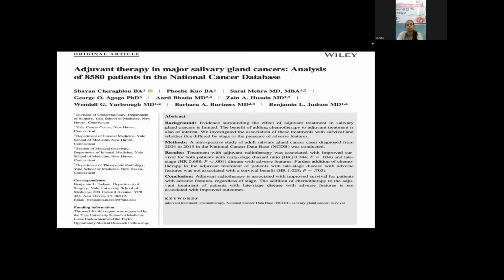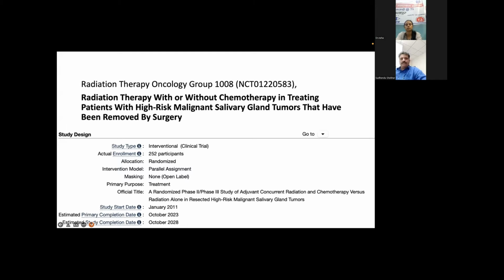And this question will be answered when we get the results of the randomized phase 2 trial being done by RTOG, which will be completed in October 2028, looking at the efficacy of adding chemotherapy adjuvant to radiation in cases of malignant salivary gland tumor.